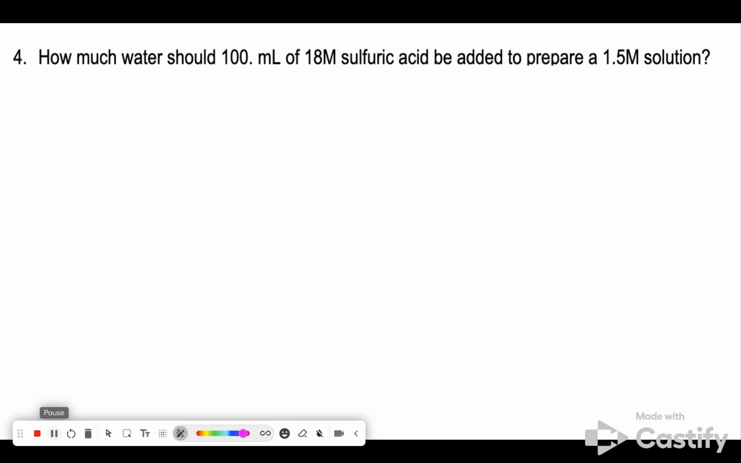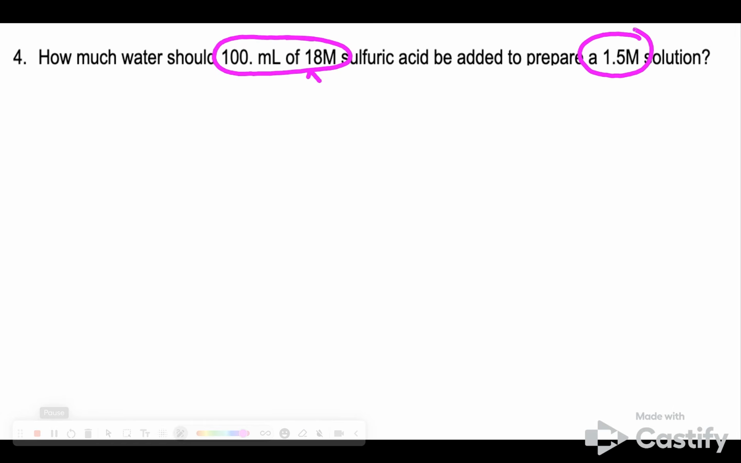Here we go with our second example. Again, we're still using the same dilution equation, M1V1 equals M2V2. In this case: how much water should be added to 100 milliliters of 18 molar sulfuric acid to make a 1.5 molar solution? So I have 100 of the 18 molar, so these are going to be my 1, and I don't know how much of the 1.5, so that's going to be my 2. The variables are a little different in terms of what is known right now. So we have M1, V1, M2, V2.